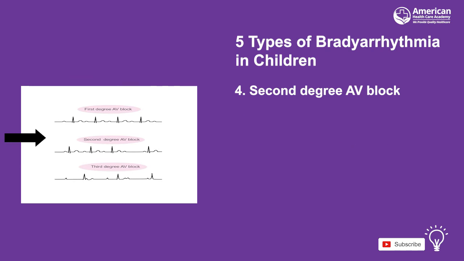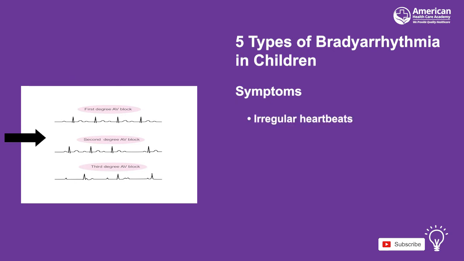On the other hand, type 2 is when there is no change in the PR interval, but a beat will drop randomly. Symptoms may include an irregular heartbeat, lightheadedness, or fainting.